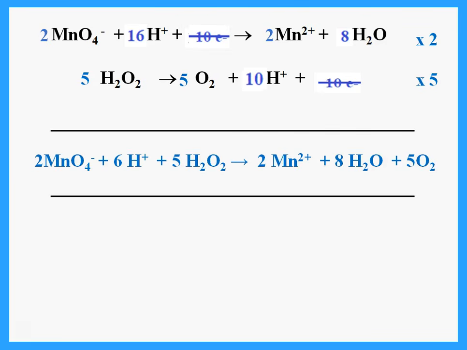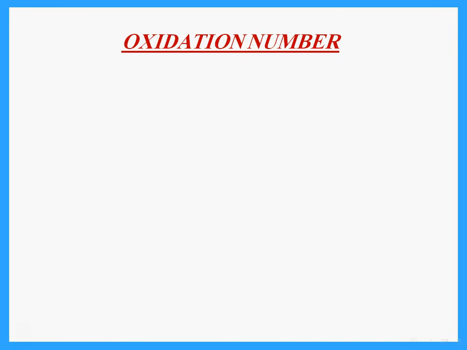Remember that I have 16H+ above before the arrow. I have 10H+ below after the arrow. I need to subtract them, and I'm left with 6H+ before the arrow, and bring down everything that we have. Are we following how to balance ionic half equations? Remember that each of these is actually an oxidation reduction reaction. So these are ionic half equations for oxidation reduction reactions.